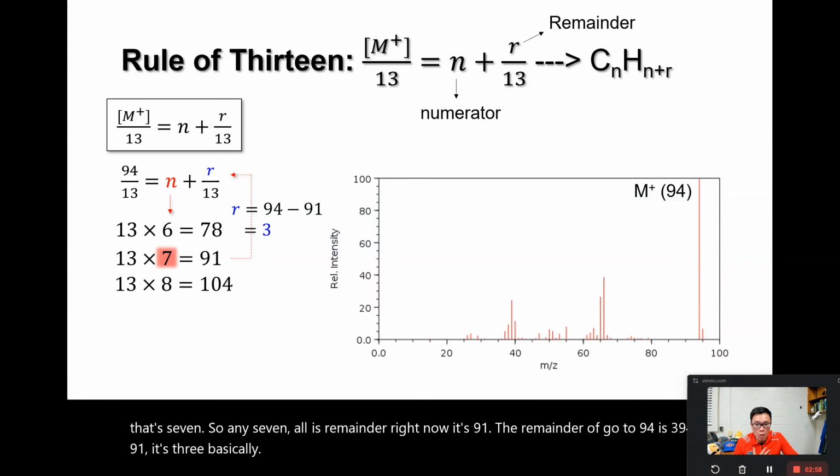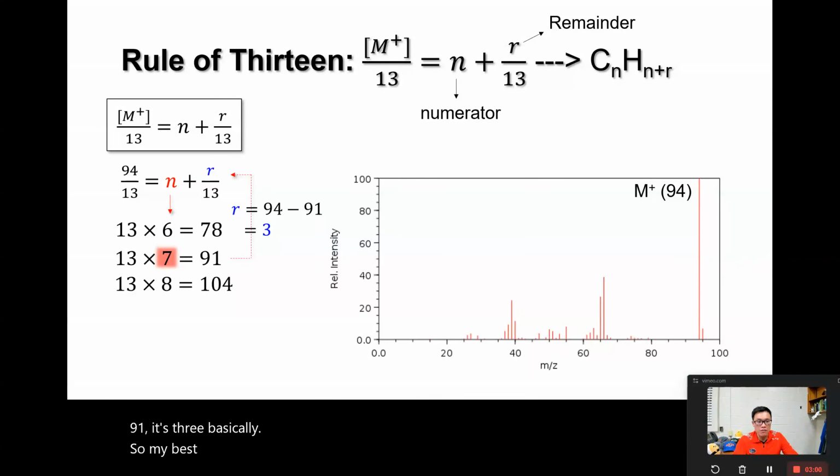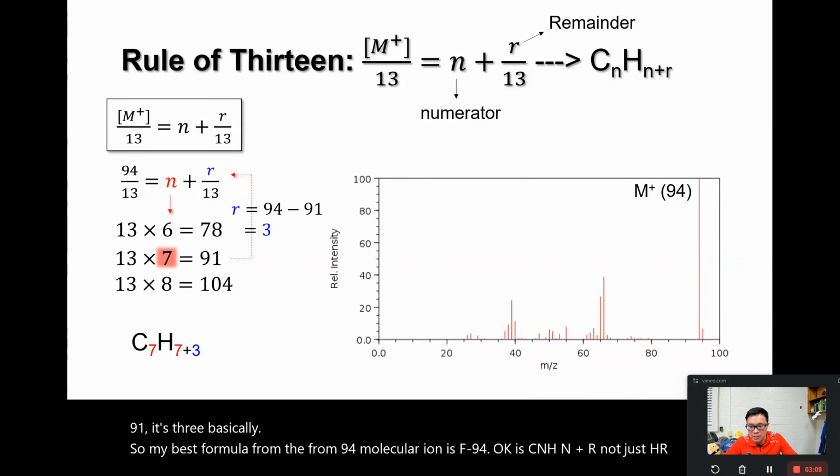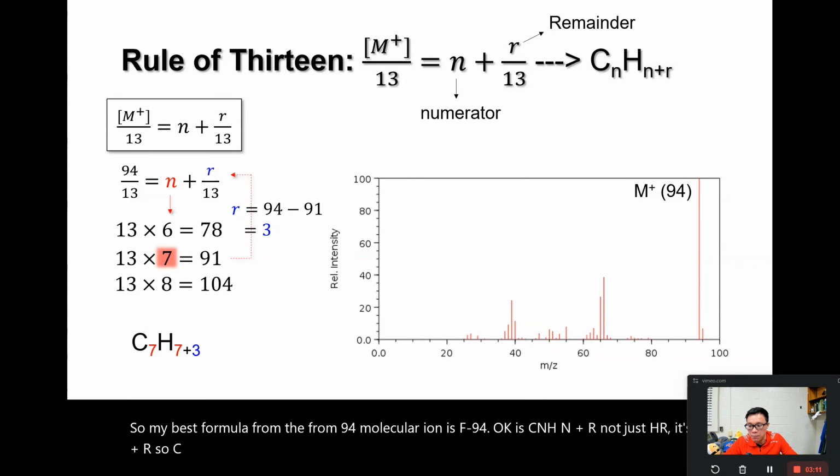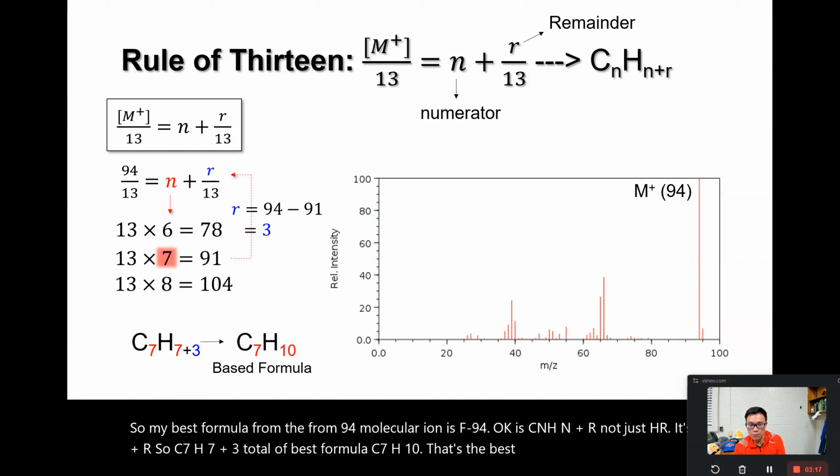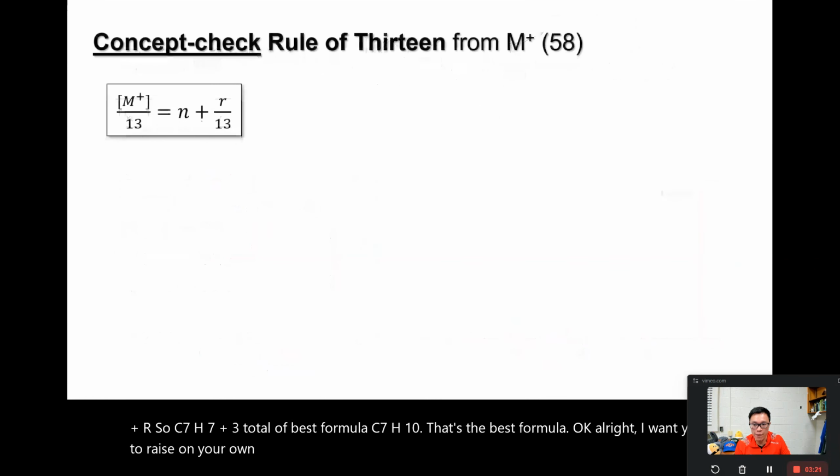So my base formula from the molecular ion at 94 is CnHn plus R, not just H, n plus R. So C7H7 plus 3, total base formula C7H10. That's the base formula. All right, I want you to do this on your own first. Here we go. Can you try this on your own with the 58?